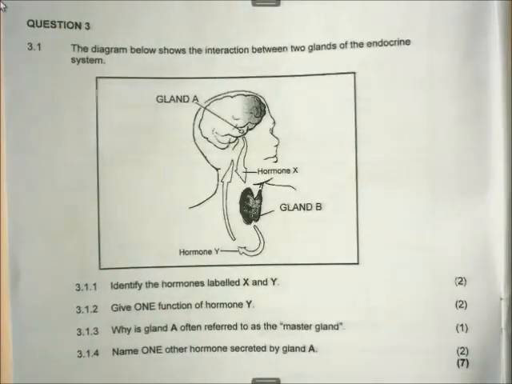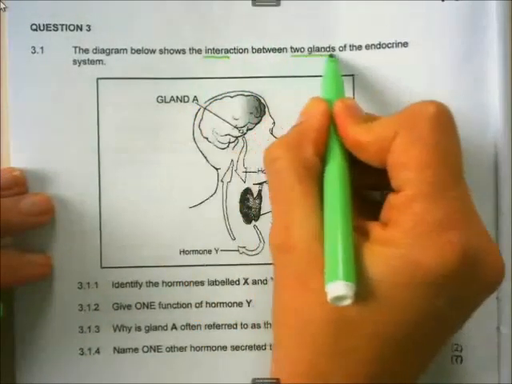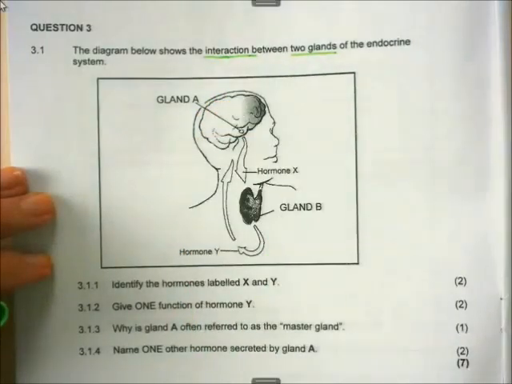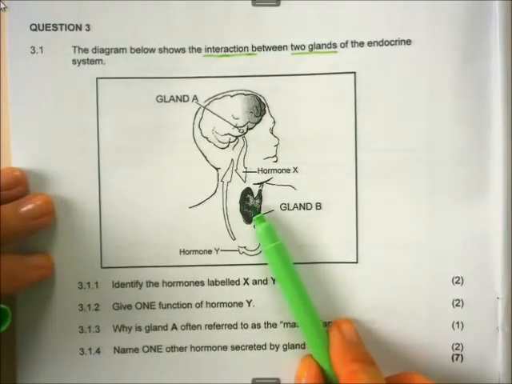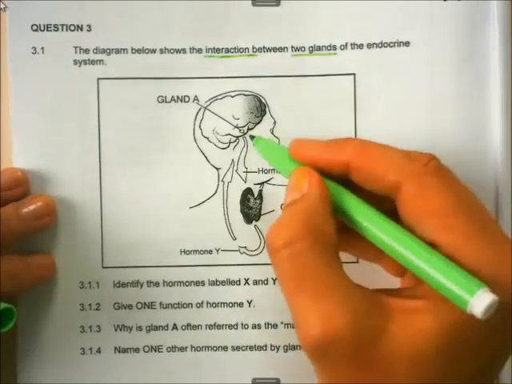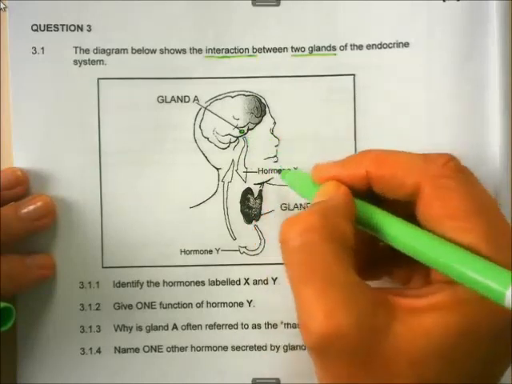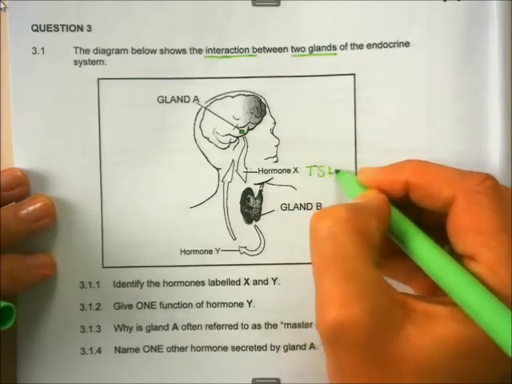Let's come back to a question on endocrine systems and negative feedback. The diagram below shows interaction between two glands. They can ask you what this interaction is, and this interaction is negative feedback. The first question is, identify the hormones labeled X and A. What hormone is secreted by this gland that stimulates this? That is TSH.